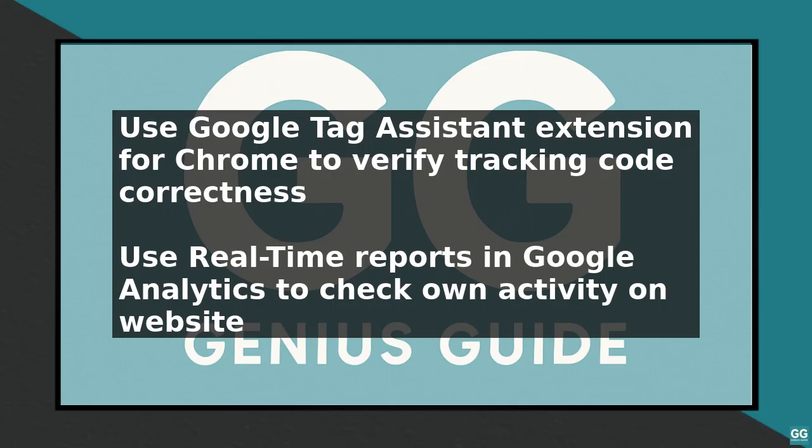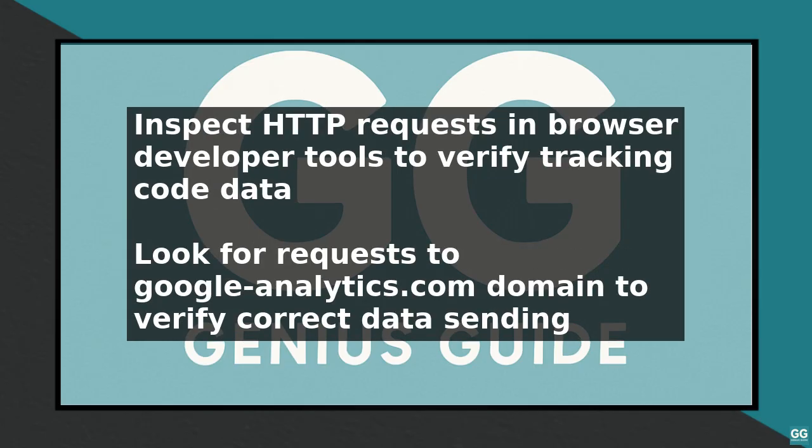Another way to test the tracking code is by using the real-time reports in Google Analytics. After installing the tracking code, navigate to the Real-Time Reports section and check if you can see your own activity on the website. If you can see your activity, it means the tracking code is working correctly.